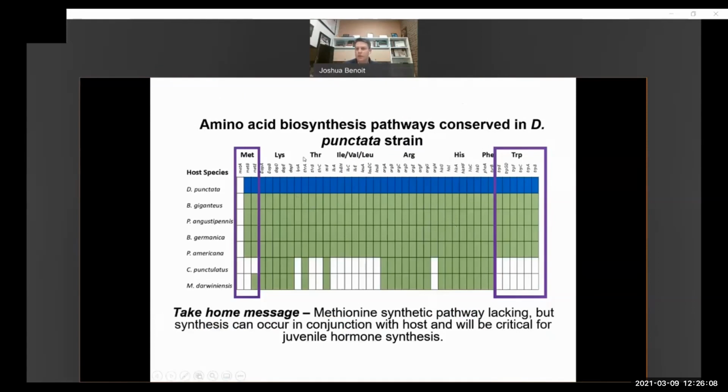The main one is the methionine synthetic pathway, which, similar to other cockroach species, is fully lacking in the bacterium, but synthesis can occur in conjunction with the host, and this will be critical for juvenile hormone biosynthesis. Levels of juvenile hormone synthesis are critical for regulating the development of the embryo within the brood sac. So overall, it's probably undergoing interactions with the host in order to properly synthesize methionine.